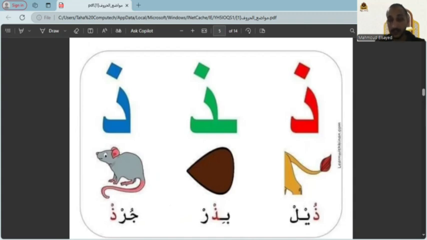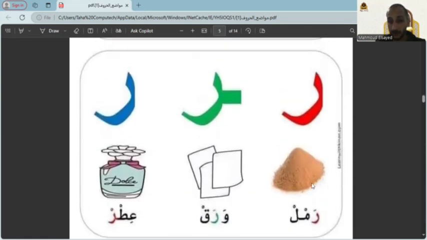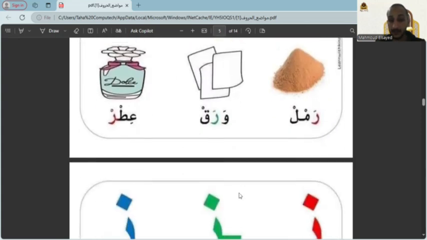Okay, final position at the end of the word. Here we have the ra. The ra is also one of the letters that can only be connected from the right. It cannot be connected from the left. So, like raml means sand, waraq means paper, atr means like perfume or cologne. So beginning, middle, and then end.